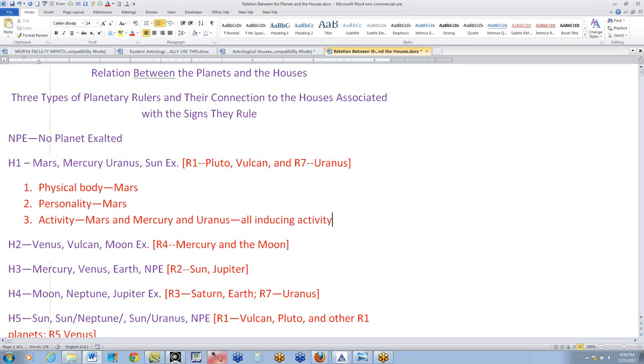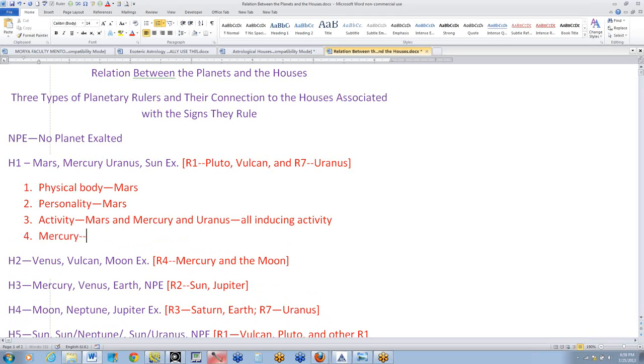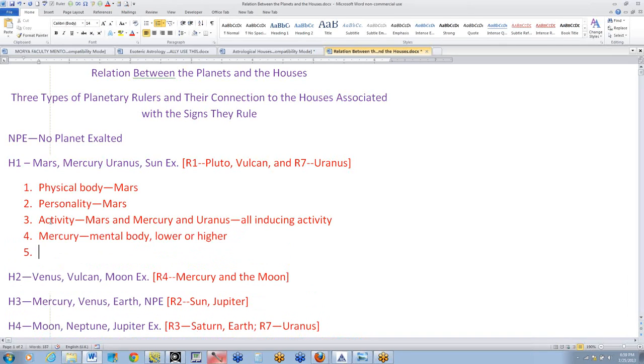And let's see, with Mercury, we have Mercury, the mental body, lower or higher. With Uranus, well, let's see, I think I'll do it this way so that the attribution comes afterwards, right? Mental body, lower or higher, so that's Mercury. And also the senses and their acuity relate to Mars. Can it be that we have that?